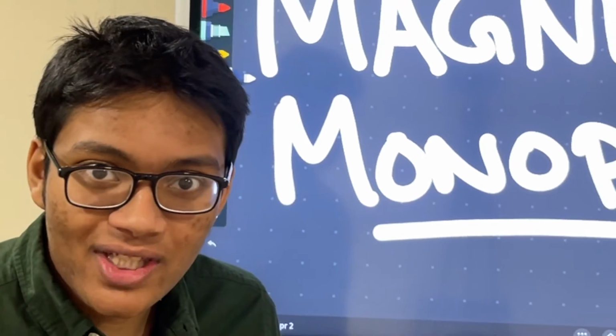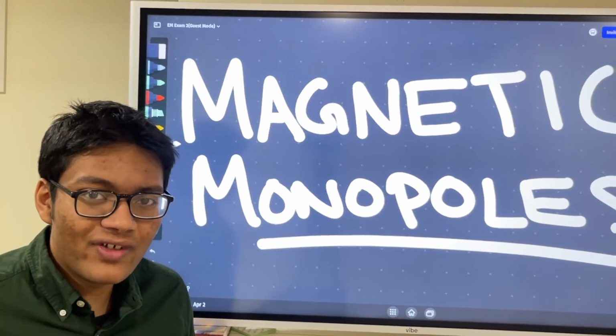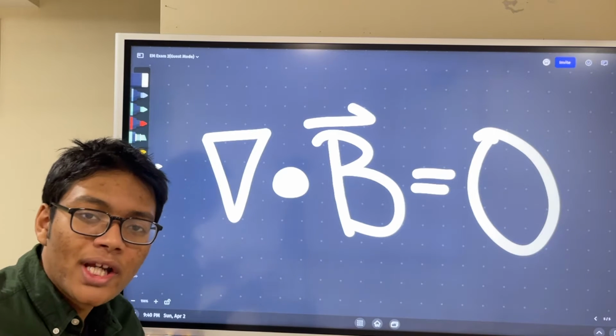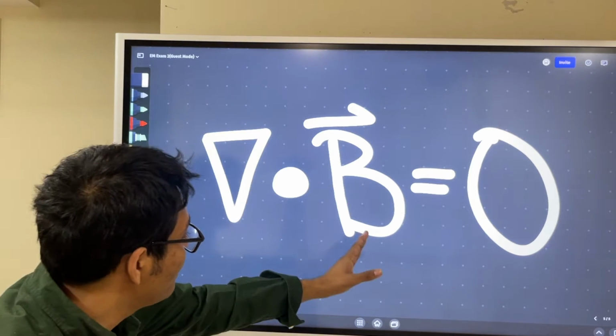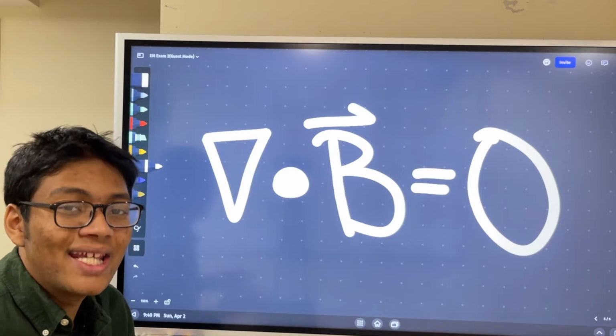Today we're diving into the craziest theory in all of modern physics, the idea that there are no magnetic monopoles. Let's dive into Maxwell's second equation. This is the equation we're going to be trying to understand today. The divergence of the magnetic field is equal to 0. This equation might look small, but it is mighty.